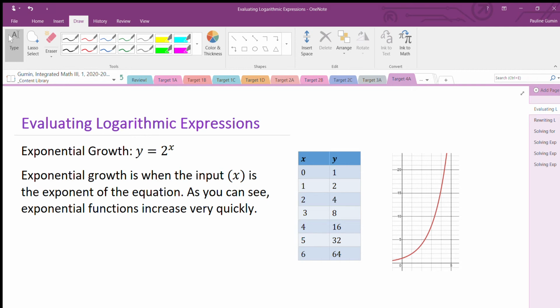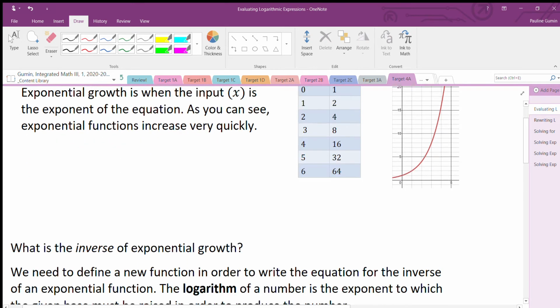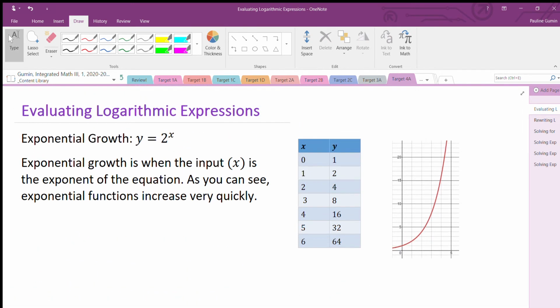Now, why is that important to logarithms? Well, sometimes we don't know the x. We don't know the exponent. And logarithms help us solve for unknown exponents. So like if we knew what the y is, but we needed to find out what x was.